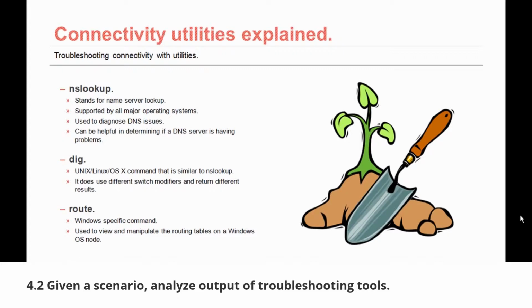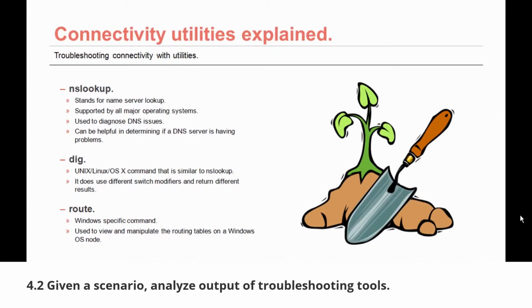That stands for Name Server Lookup. It's supported by all major operating systems, and it's used to diagnose domain naming system issues or DNS issues. It can be very helpful in determining if a DNS server is having a problem. DIG is similar to nslookup, but it is specific to Unix, Linux, and OS X. It does use different switch modifiers and returns slightly different results.